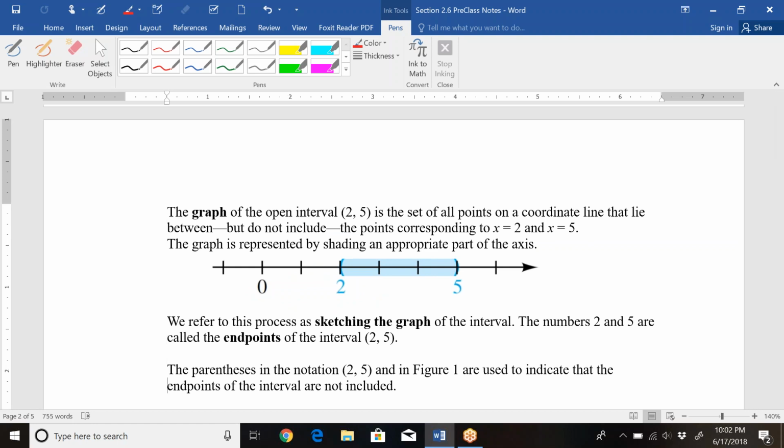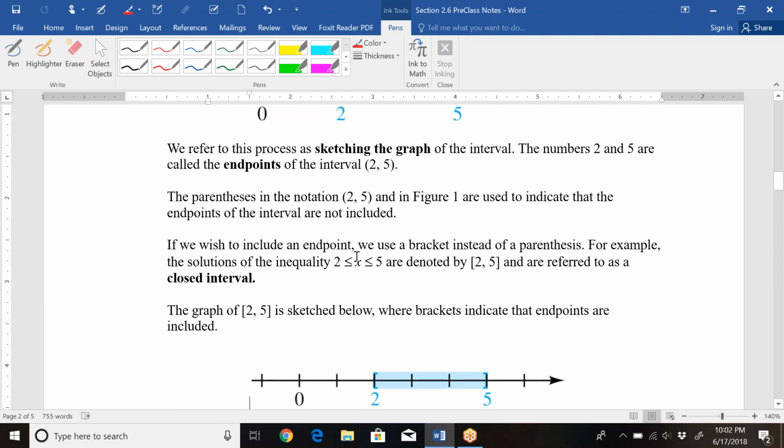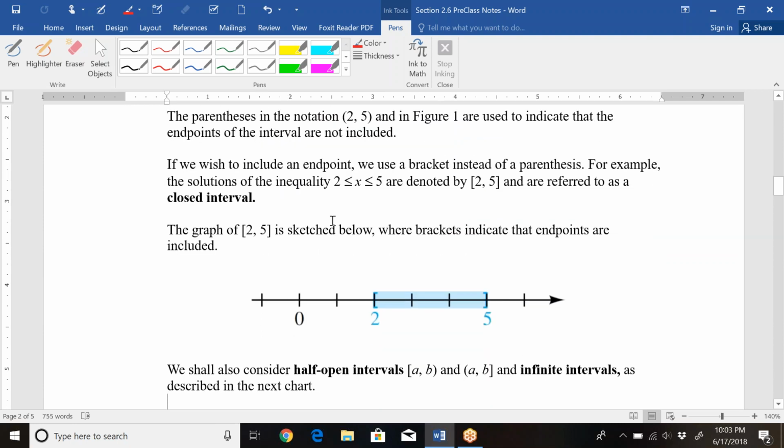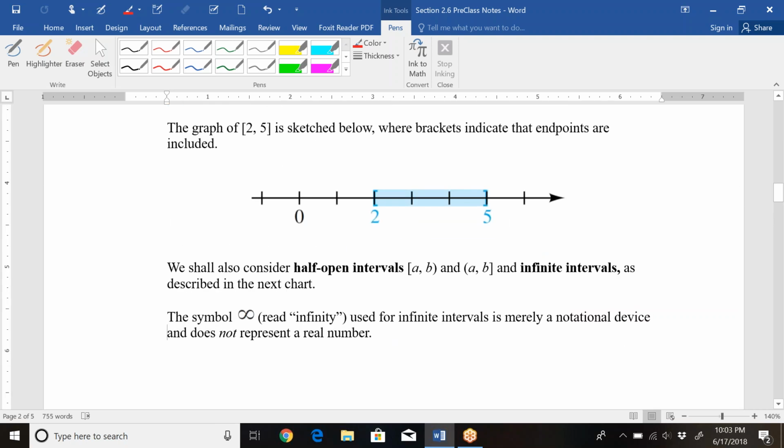So we put our endpoints with either a parenthesis or a bracket, depending on if it's including the number or not on those endpoints. And then we shade the appropriate solution set. If we include the equal to, so 2 is less than or equal to x, or less than or equal to 5, notice we change that to a bracket to indicate that we are including those numbers. And that's called a closed interval. You can also have a half open or half closed interval. We always call them half open, but you could also call it half closed. That's when you have one endpoint that's included, but the other one is not, and that could go either direction.